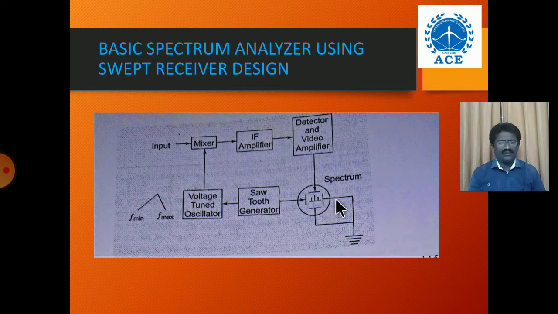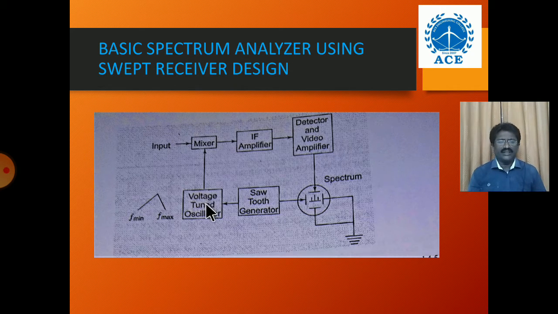So in this block, the sawtooth generator provides the sawtooth voltage, which drives the horizontal axis element of the scope. So this sawtooth voltage is the frequency controlling element of the voltage tuned oscillator. So this is the voltage tuned oscillator, and this is the sawtooth generator. The sawtooth generator will generate a sawtooth waveform.